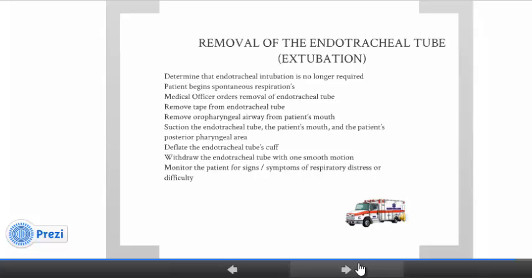At any rate, if you are going to extubate, you need medical control orders. Take away the tape. If you have an OPA in the patient's mouth, get rid of that. Have your suction prepared and ready. Deflate the cuff. Please deflate the cuff before you remove it, and then withdraw in one smooth motion. They will aspirate. You will need the suction, and you need to make sure that you still maintain a patent airway.